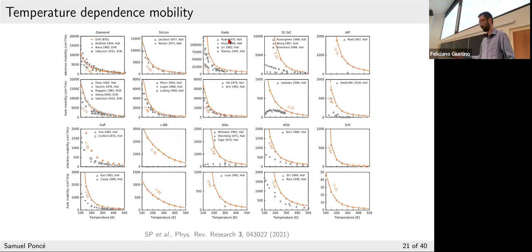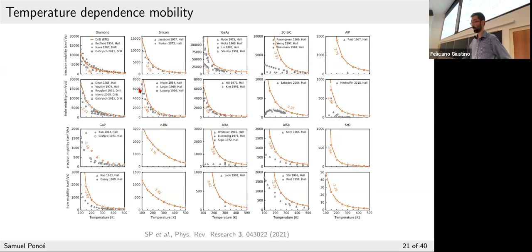Okay, so does this work? Does this Boltzmann transport equation work? So here are some results for 10 simple semiconductors. So you have diamond, silicon, it's quite small, but you basically have gallium arsenide, silicon carbide, aluminum phosphide, etc. And for each of them, I'm showing the electron mobility and the hole mobility as a function of temperature between 100 and 500 Kelvin. What you can see is that in all cases, as you increase the temperature, you get more scattering, and so the mobility will always decrease with temperature. And you can see that you have this decrease in all cases.